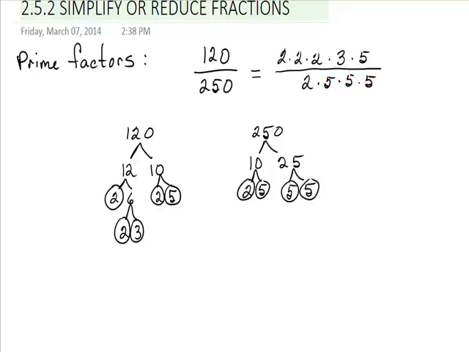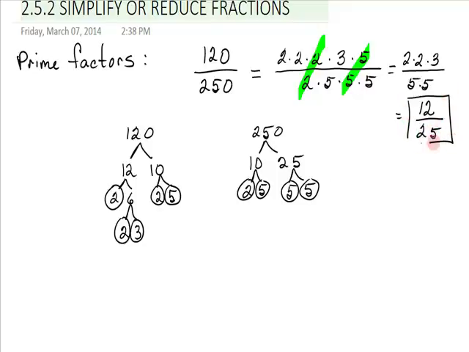When I divide out common factors, because 2 over 2 is equal to 1, and 5 over 5 is equal to 1, and it didn't matter which of those 5s I got, and it didn't matter which of those 2s I got, I'm left with 2 times 2 times 3 over 5 times 5, which is 2 times 2 is 4, times 3 is 12, 5 times 5 is 25, and there is the fraction in lowest terms.